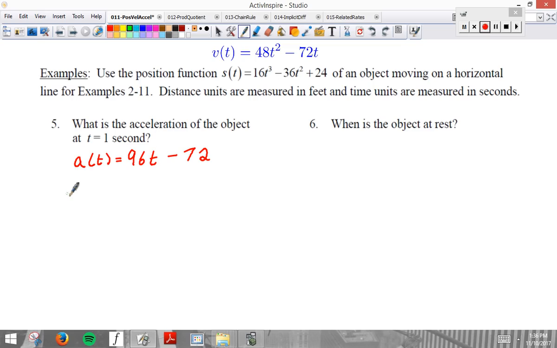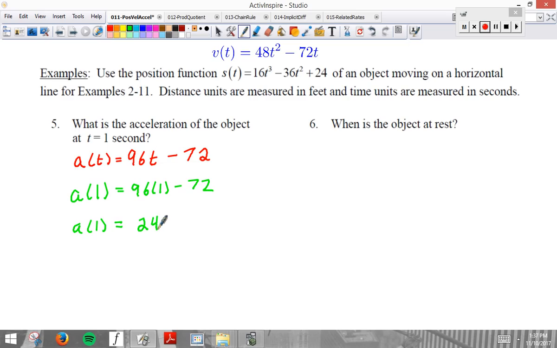at time 1 to be 96 times 1 minus 72, and to simplify that, we get 24 also. Now again, it doesn't have to work out to be 24 every single time. That's just a weird anomaly in this problem.